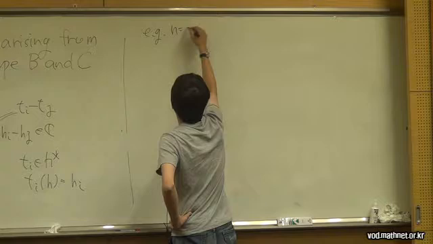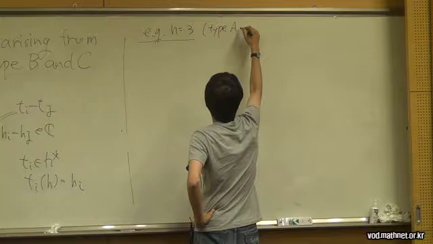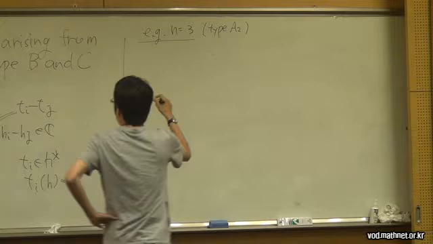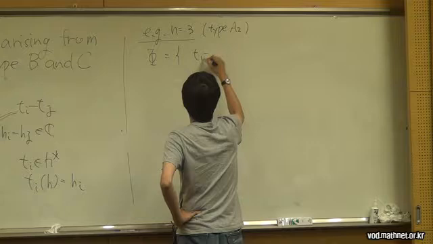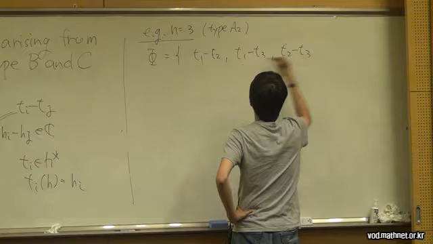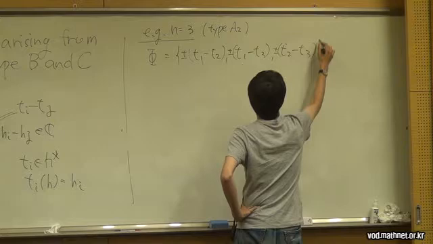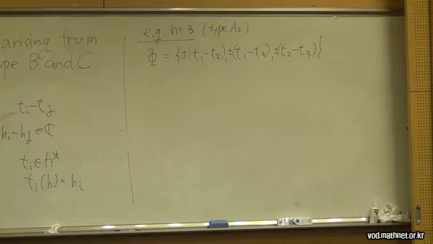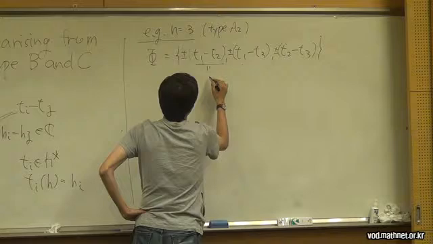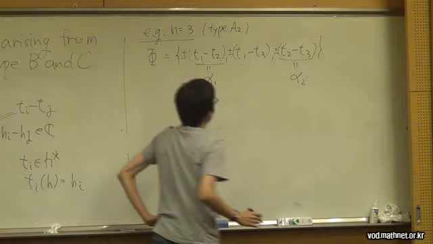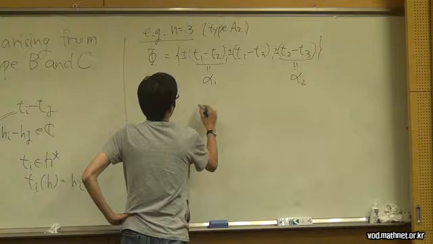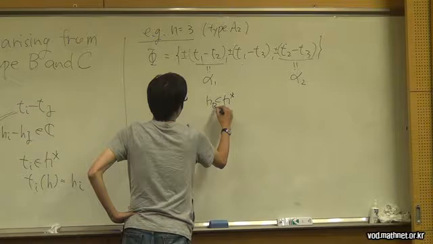Let's see the n equals 3 example, which is type A2. In this case, our Phi is basically t1 minus t2, t1 minus t3, t2 minus t3, and their negatives, coming from the off-diagonal elements. Let us write these as alpha 1 and alpha 2. They are so-called simple roots. And if you draw a picture, these roots generate a real two-dimensional subspace in this complex vector space.